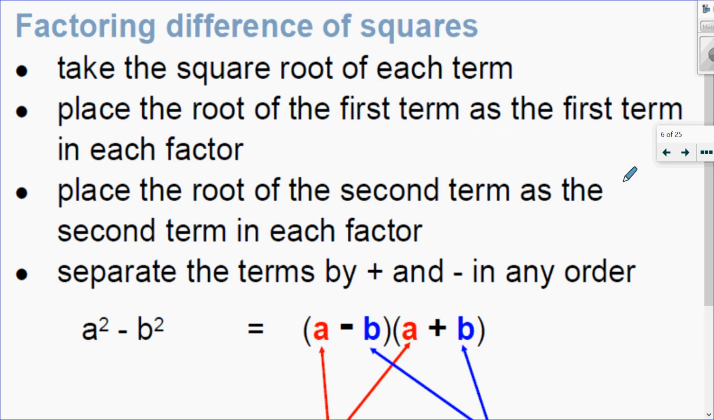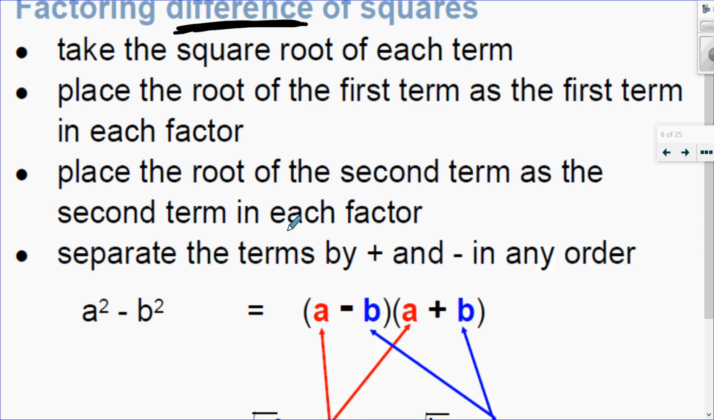Okay, so factoring a difference of squares. First thing again, I can't emphasize this enough, it has to be a difference of squares. So it has to be subtracted. Here's how we're going to factor it. We're going to take the square root of each term. We're going to place the square root of the first term as the first term in each factor, the square root of the second term as the second term in each factor. Separate the terms by plus, minus in any order, meaning I could do plus minus or minus plus.